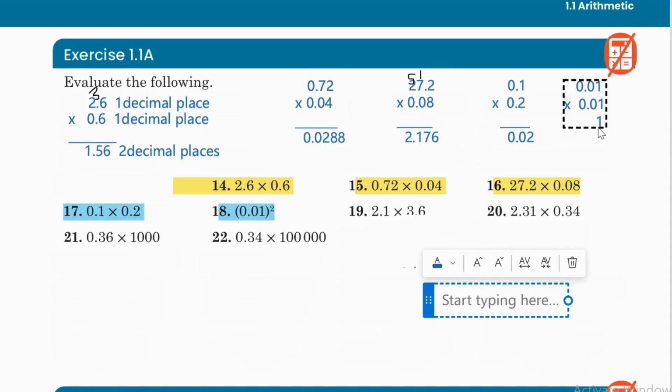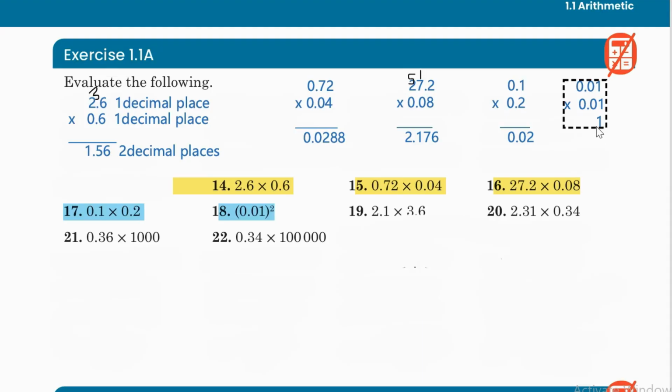Now we have to move the decimal 4 places to the left. How to do that when we have only one digit? For that, we have to put 3 zeros like this, and we get the answer 0.0001.